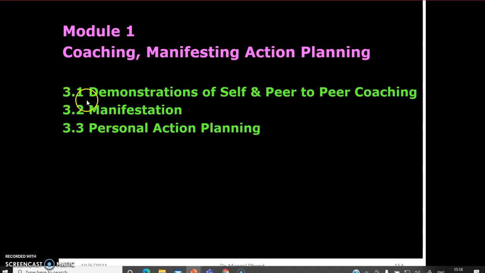Now 3 parts are remaining. Coaching: we will demonstrate on ourselves how to execute self coaching, and how to execute coaching for our team members. That is called peer to peer coaching. You will perform a group activity on this coaching process tomorrow. Then manifestation means getting success on what you did, on the goals you set. I told you to set at least one goal whose results you will observe immediately. Then a little part of personal action planning. This manifestation will be elaborated in module 3 also.